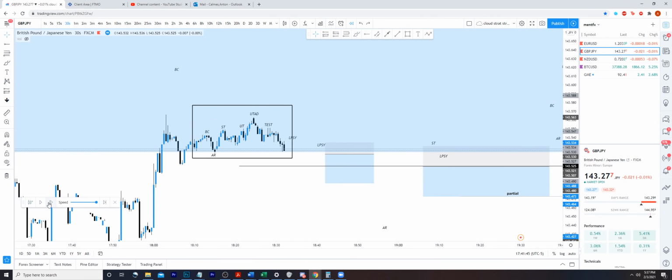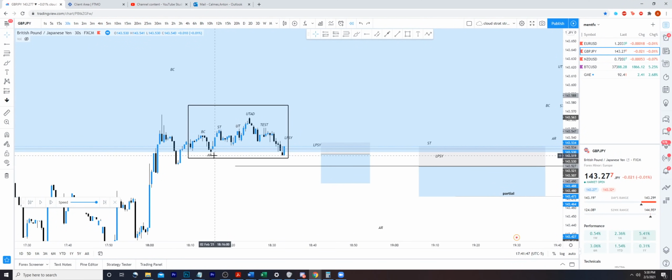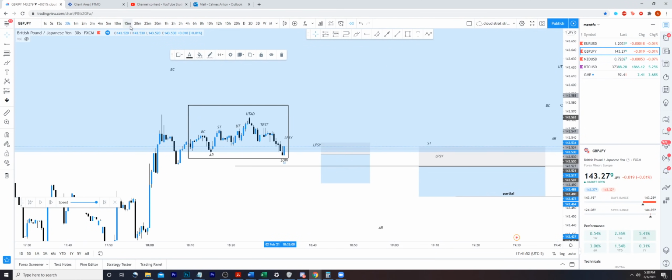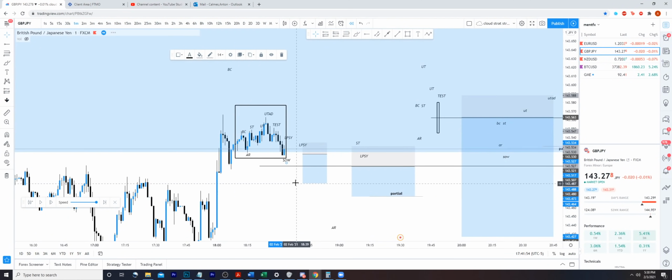So we have that test, we have that breakdown, right? Gets right below the AR. What is that? A sign of weakness, right? Showing us the price most likely wants to get lower. Let's go to the 1 minute here, just like that, okay?